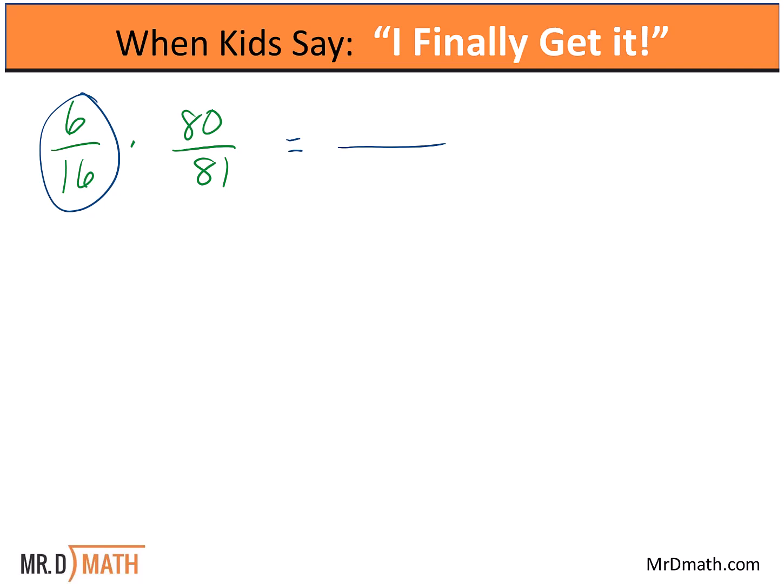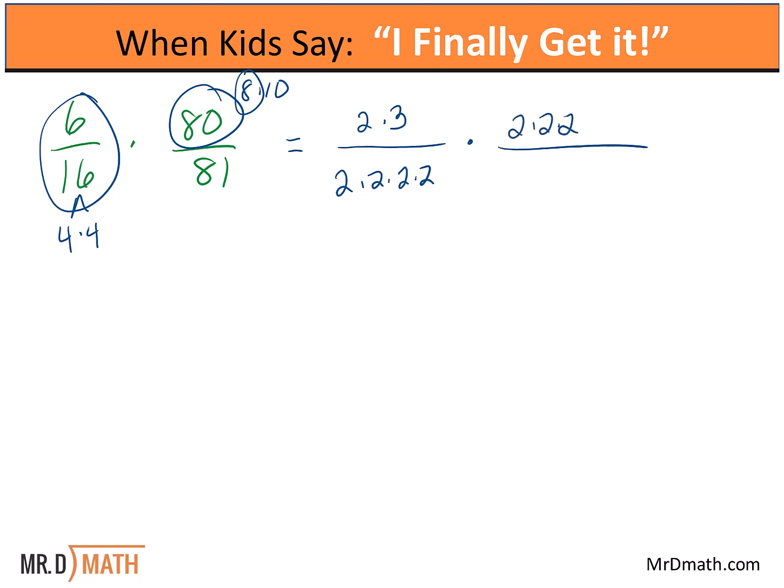Well, you probably know that 6 is 2 times 3. And think about 16 like 4 times 4, which is 2 times 2 times 2 times 2. How about 80? I bet you're saying 8 times 10. Wait a minute, did I just say 8? I did. Every time I say 8, you say 2 times 2 times 2. 10 is 2 times 5. Look at all these factors that are looking the same.